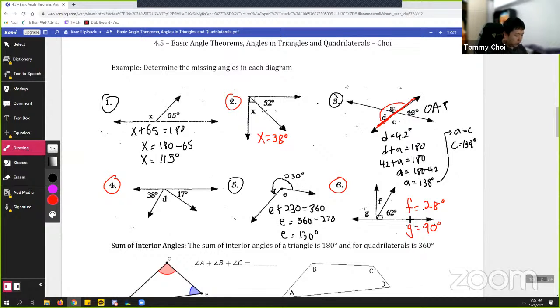With that being said, last one, number 4. Elia wanted to do number 4. Elia, what did you get for D? And how did you get it? Perfect. So Elia did 38 plus 17 is equal to 55. And then for D, he said it's 180 minus 55. And Elia got 125 degrees. Everyone agree with that?